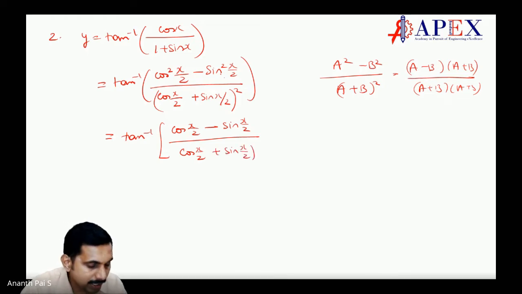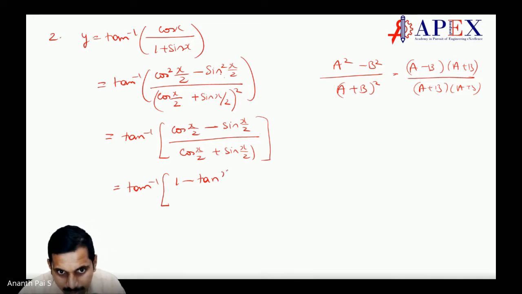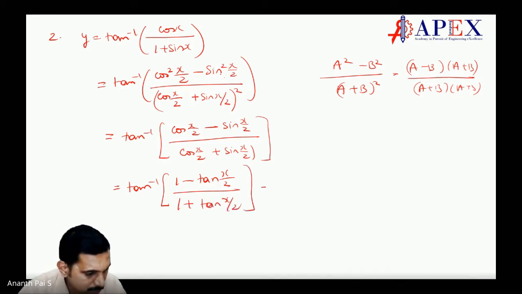And this can be written as tan inverse of 1 minus tan x by 2, because we can take cos x by 2 outside and divide by cos x by 2, then you have tan x by 2. Here also you will divide by cos x by 2, you will get tan x by 2. Makes sense? This only comes by practice, students, nothing else. So now what is this? 1 minus tan x by 2 over 1 plus tan x by 2.